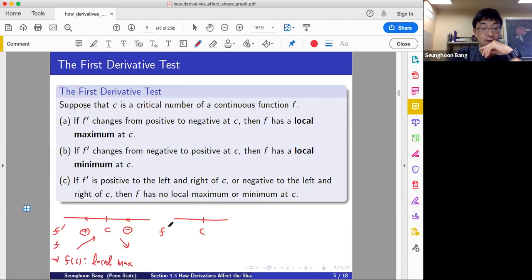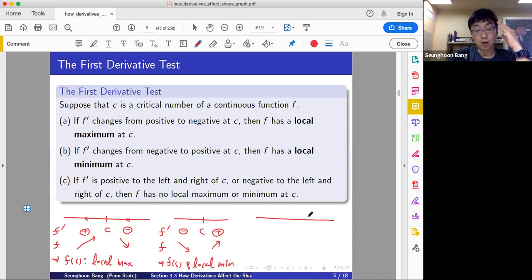One more here. See, f prime is negative to positive. What's the graph of f? Decreasing and increasing. What does it mean? The graph is decreasing, increasing. We have a local minimum. f of c is a local minimum. This one. And one more.